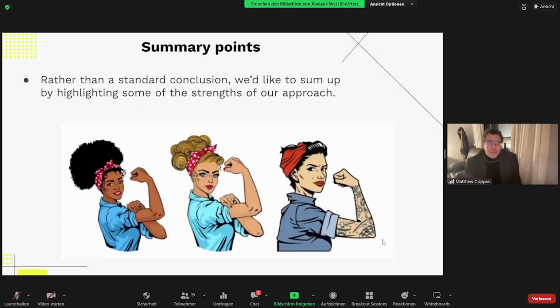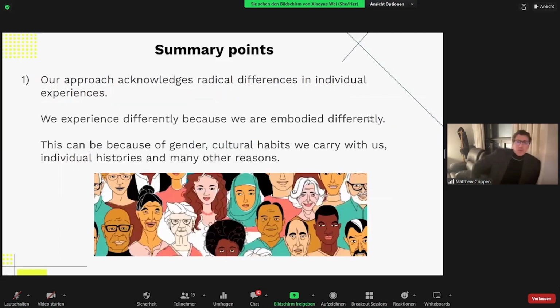Okay, so rather than a standard conclusion, we'd just like to sum up by highlighting some of what we think are modest strengths of the approach that we're using. Our approach, to begin with, acknowledges radical differences in individual experiences. We experience differently to the extent that we're embodied differently. This can be because of gender, cultural habits that we carry with us, individual histories, disability, and many, many other reasons.